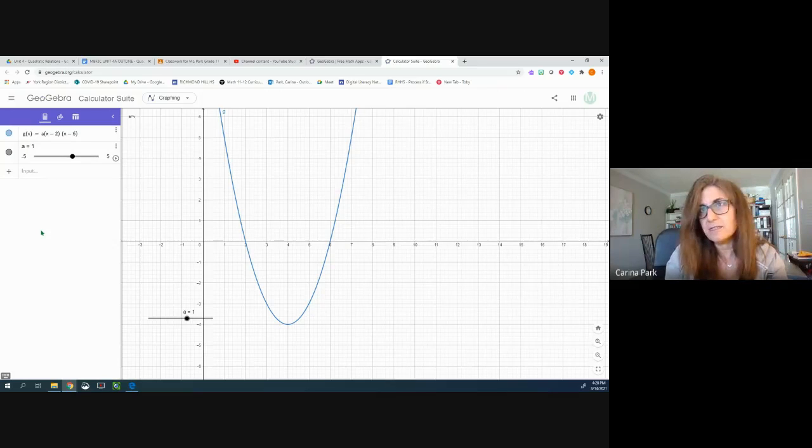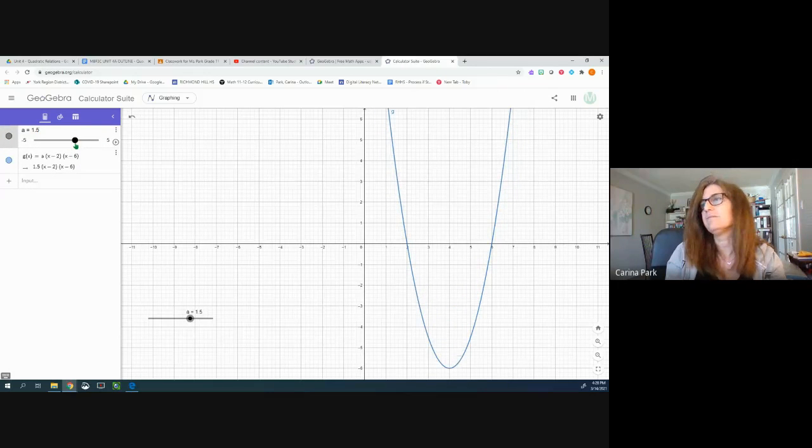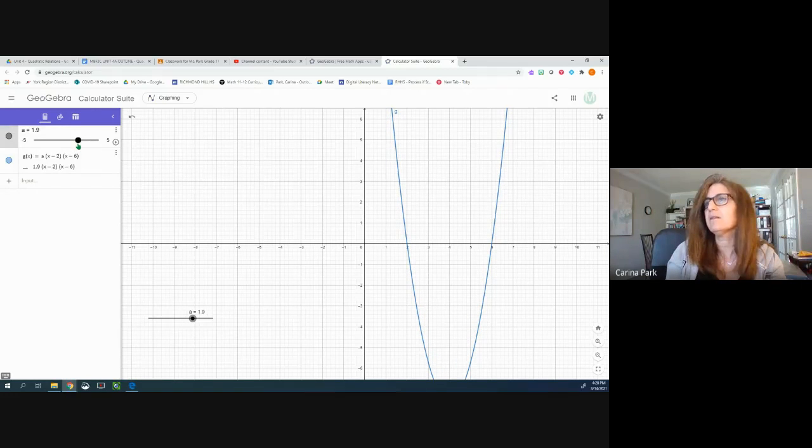So we have the exact same parabola as before because I didn't change anything. I just multiplied the whole thing by 1. But what if I change A? What if I take the slider and move it? What if I make A 1.5? Notice what's happening. The parabola is getting narrower. And as I keep making A bigger, the parabola continues to get narrower and narrower.